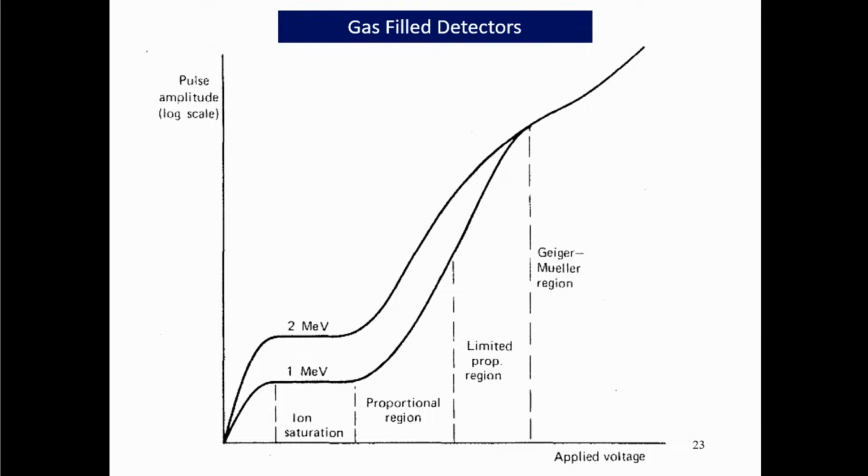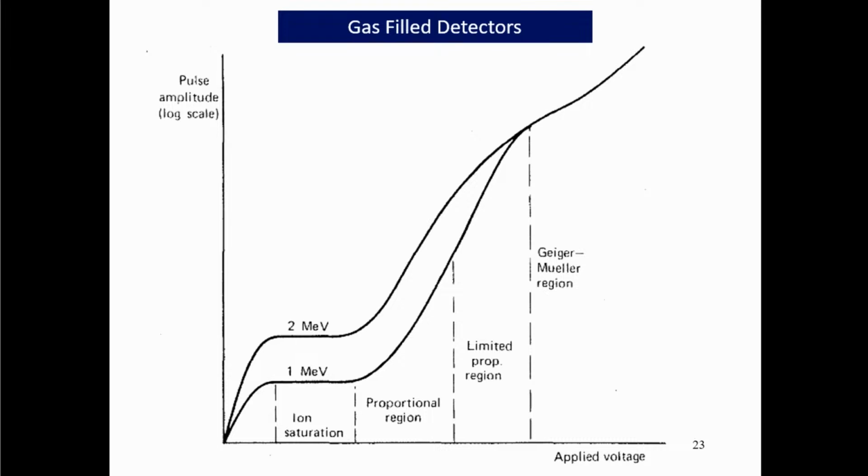If you look at this figure, it will help you understand the different regions of applied potential, and how the characteristics of the gas filled detector change with different applied potentials. Let us say you do not have any applied potential, you just have a filled gas and you put in radiation. The ionizing radiation will certainly ionize the gas molecules, but because you do not have any applied potential, they will immediately recombine. So, they will not be separated.